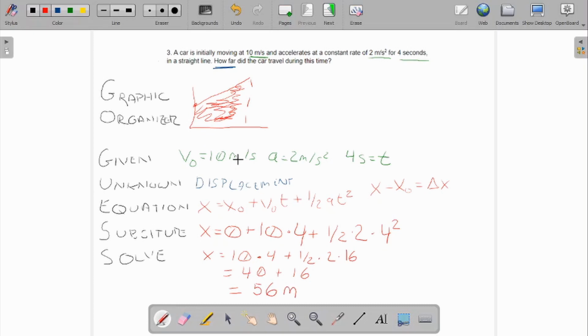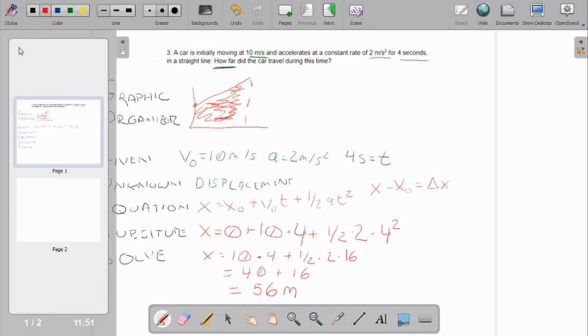The other way we know that is because this is in meters per second, this is in meters per second squared. Once I multiply by time, the seconds will cancel out, leaving me with meters. And there we go. The final thing I want to talk about is an extra equation.